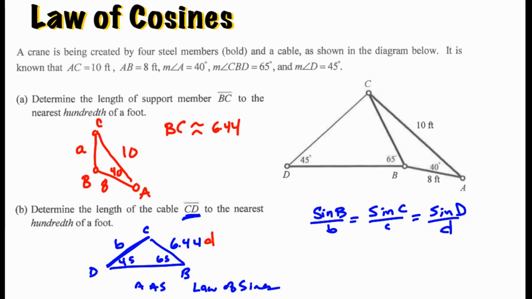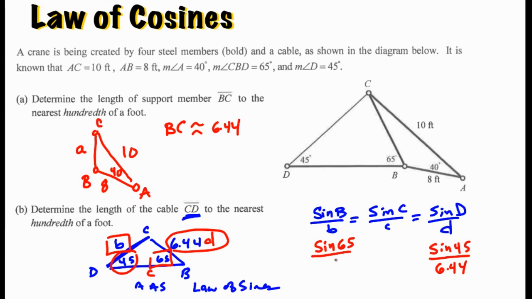And we understand that this is our lowercase letter d, and down here is our lowercase letter c. So we know that lowercase d is 6.44, and its corresponding angle is 45 degrees. And we would like to solve for b, and its corresponding angle is 65 degrees. And this is the proportion that will let us solve the problem. Let's cross multiply. And we get b times sine of 45 degrees equals 6.44 times sine of 65 degrees.